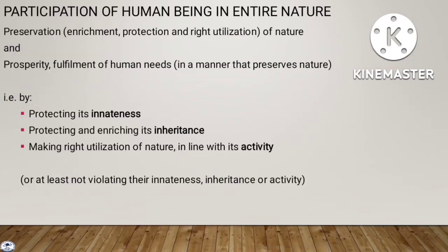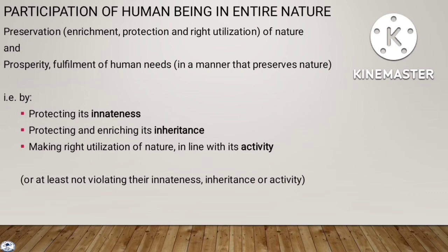Now we know the innateness, and we also know the inheritance and the activity. So we need to protect the innateness of all the units of the nature. Then only we can fulfill mutual happiness within ourselves and with the entire nature. So we need to participate with the entire nature. We need to protect the innateness of the nature, that is the physical units, bio order or animal order. By protecting the innateness, we are enriching its inheritance.